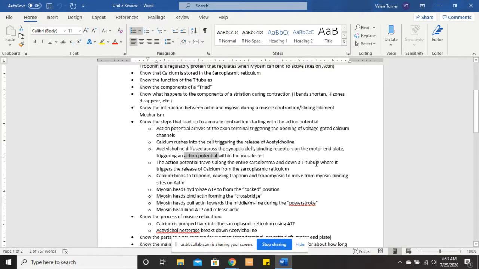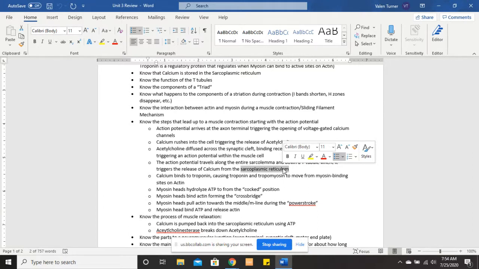Remember, those are the T tubules. Now we're finding out why triad is important. Now we're finding out why you have terminal cisterns on either side of a T tubule. Why? Because as that action potential is traveling down a T tubule, it's going to zap those terminal cisterns. It's going to zap the sarcoplasmic reticulum and cause it to release the calcium that it's been storing.